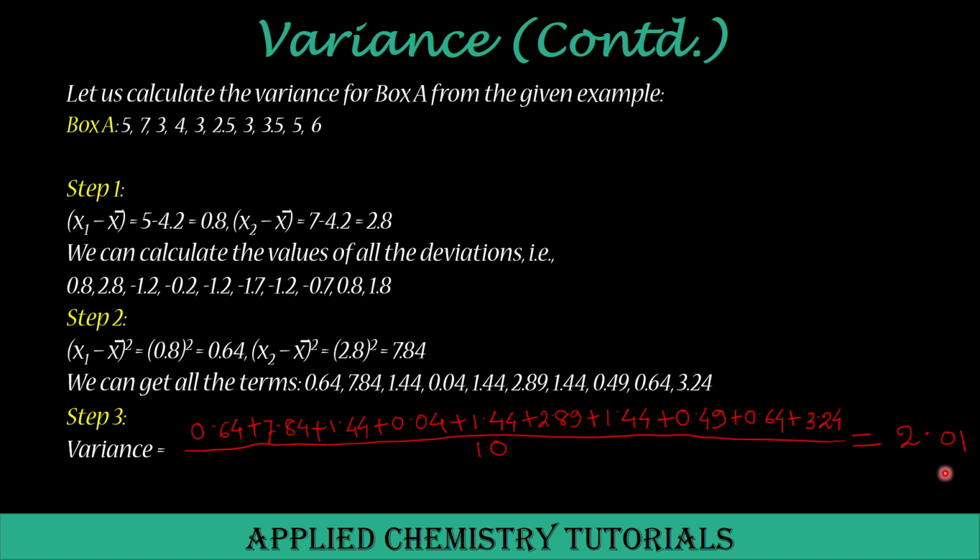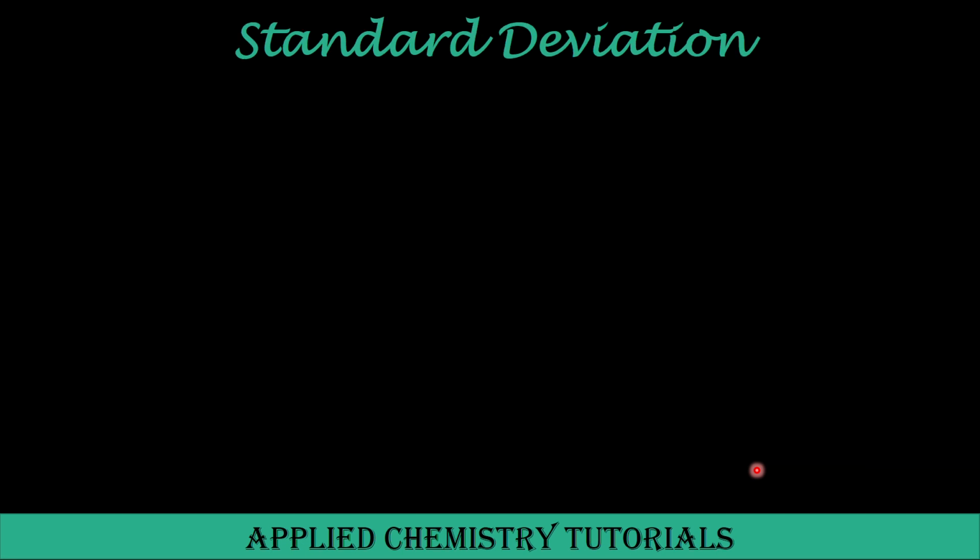But in this number, we cannot have a particular unit which has physical significance, because this number is a summation of the square terms. So that means it will be milliliter square, which has no physical significance. So to avoid this, we have introduced standard deviation.